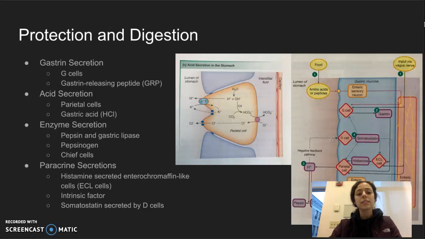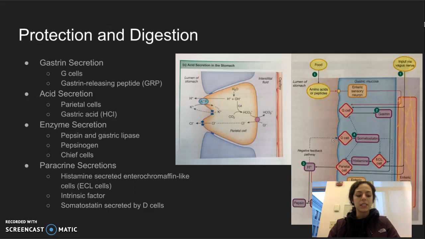And then there's acid secretion, which has to do with the parietal cells that are deep in the gastric glands, which secrete gastric acid, or HCl, into the lumen of the stomach. And then this gastric acid has multiple functions. It causes release and activation of pepsin, which is an enzyme that digests proteins. The acid also triggers somatostatin release from D cells.